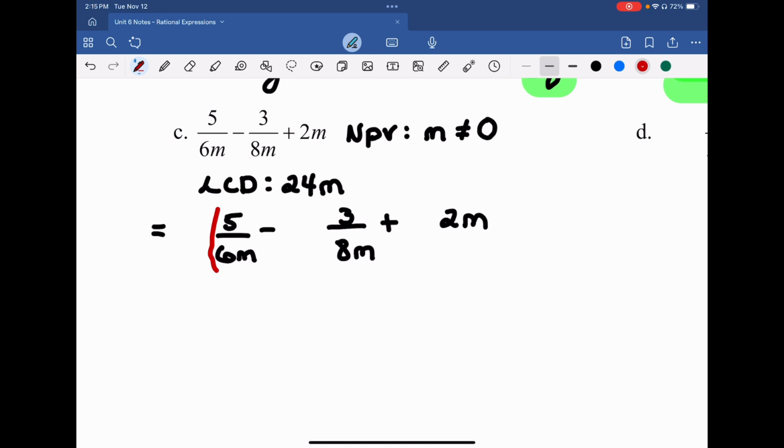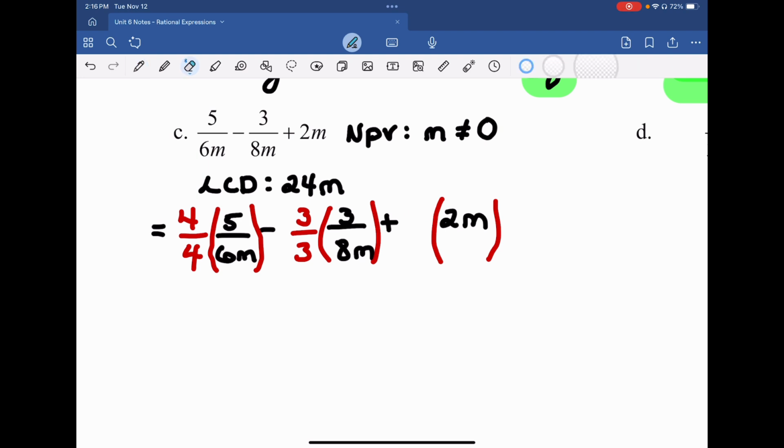Now I'm going to go one by one and see what we have to multiply them by. In the first fraction, to get 6 to make 24, I have to multiply it by 4, so I'm going to go 4 over 4. My second term, to get 8 to 24, I must multiply by 3 over 3. And then lastly, if I want to make the 24m in the denominator, I have to multiply this by 24m over 24m. I know it might be a little condensed, but we're going to try to squeeze it in there. Perfect.